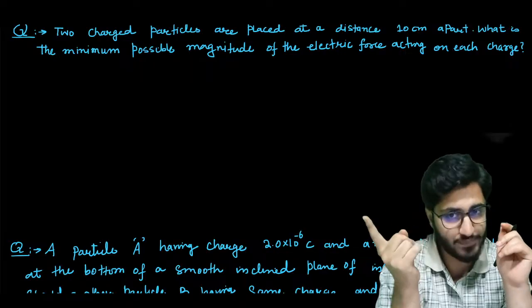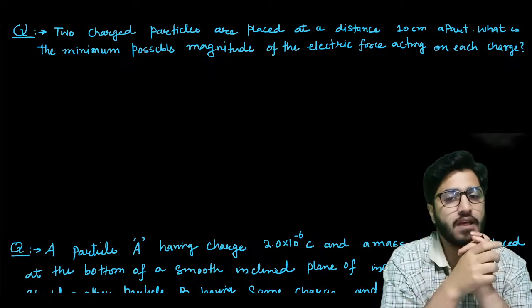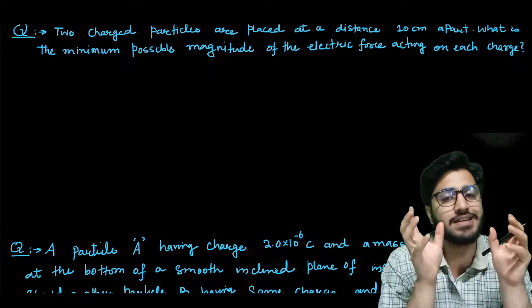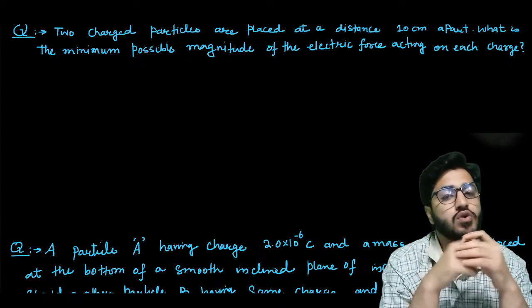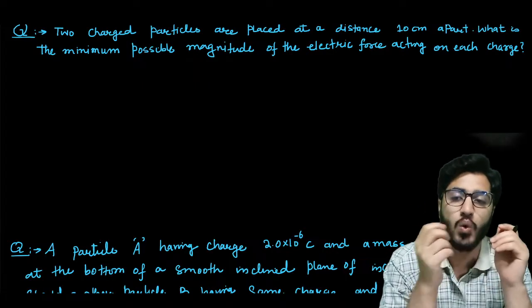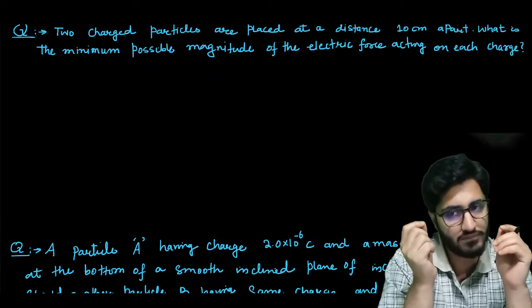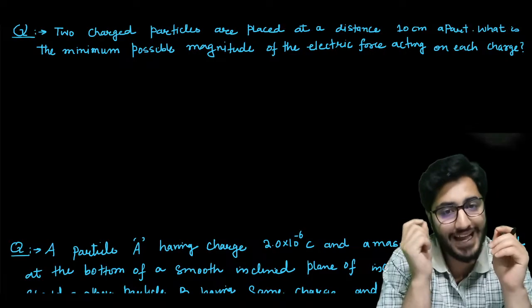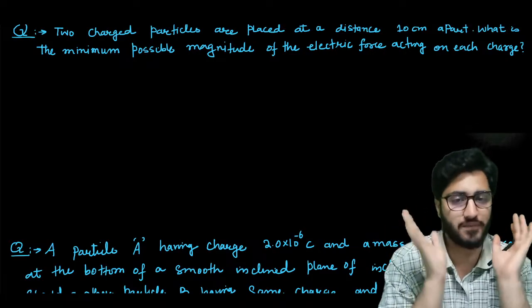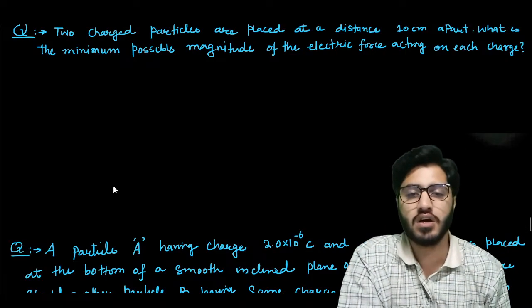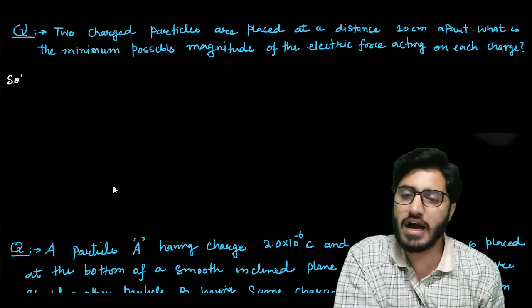Now here, we have a numerical: two charged particles Q1 and Q2, let's suppose, placed at a distance of 10 centimeters. So R is also given to us. What is the minimum possible magnitude of the electric force acting on each other? So look how I will proceed to these types of numericals.